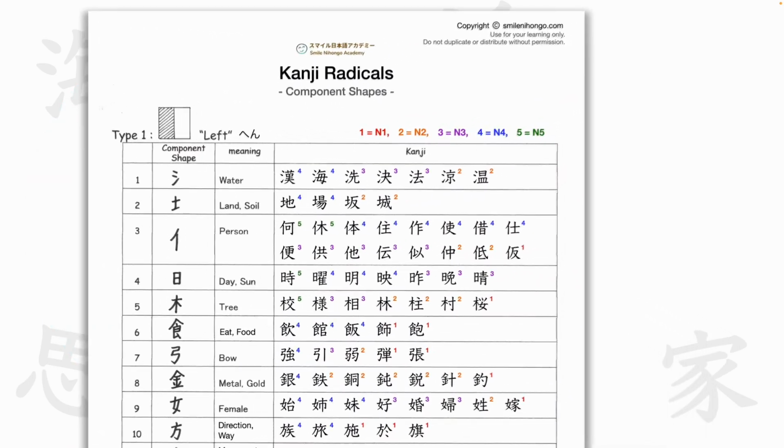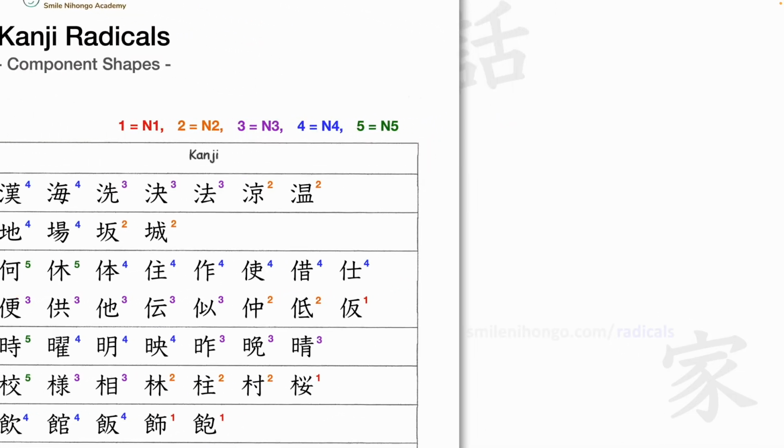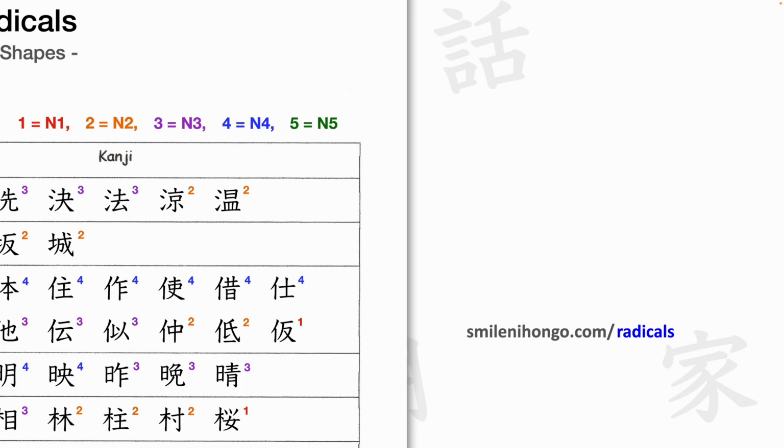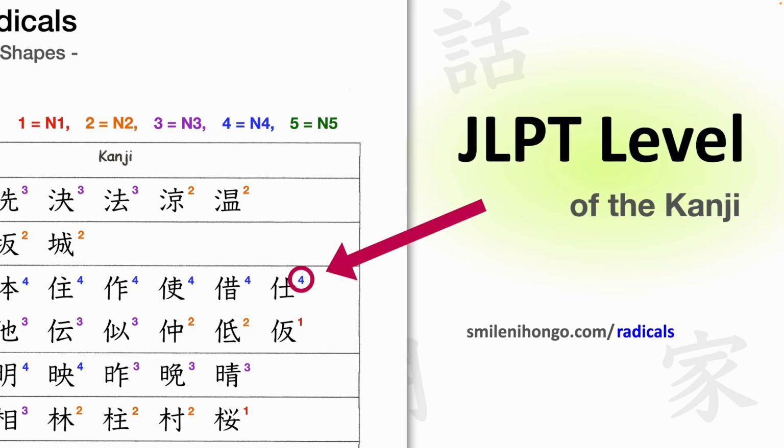By checking or circling the kanji you already know, you can use the list to track your kanji progress. The number next to each kanji indicates the JLPT level of the kanji.